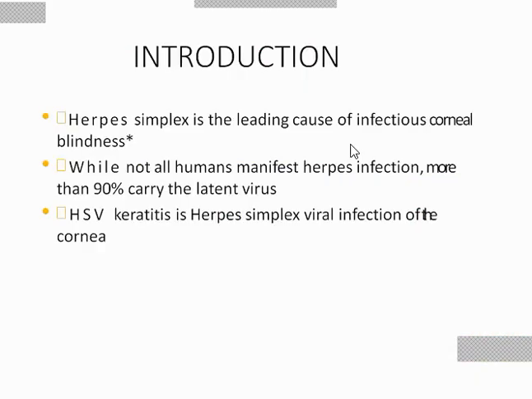It is the leading cause of infectious corneal blindness. So, this is a very important thing you have to learn. It includes blepharitis, conjunctivitis, keratitis, and endophthalmitis. Not all humans manifest herpes infection, but more than 95% carry the virus. So, HSV keratitis is herpes simplex viral infection of the cornea.